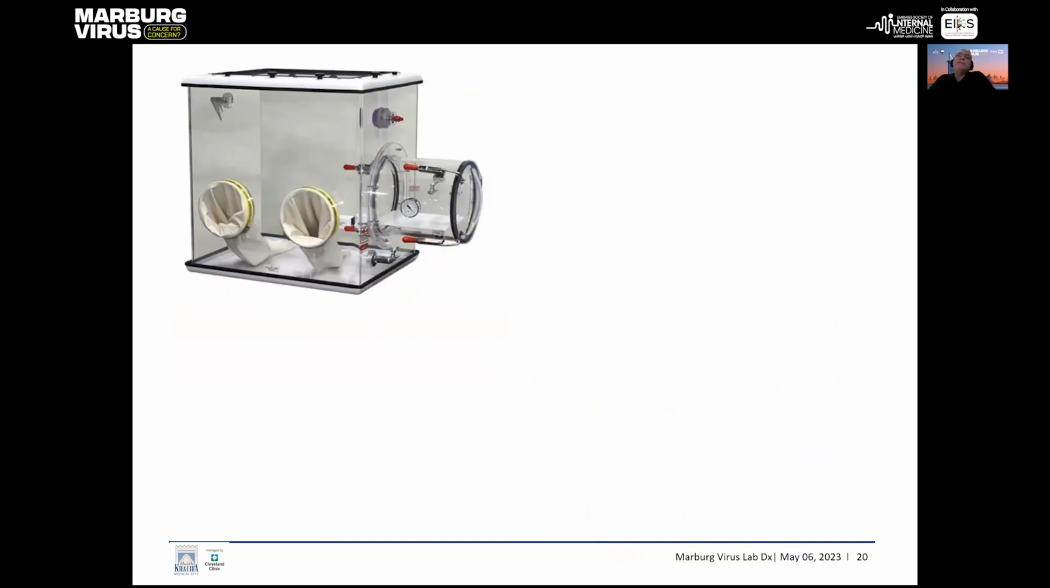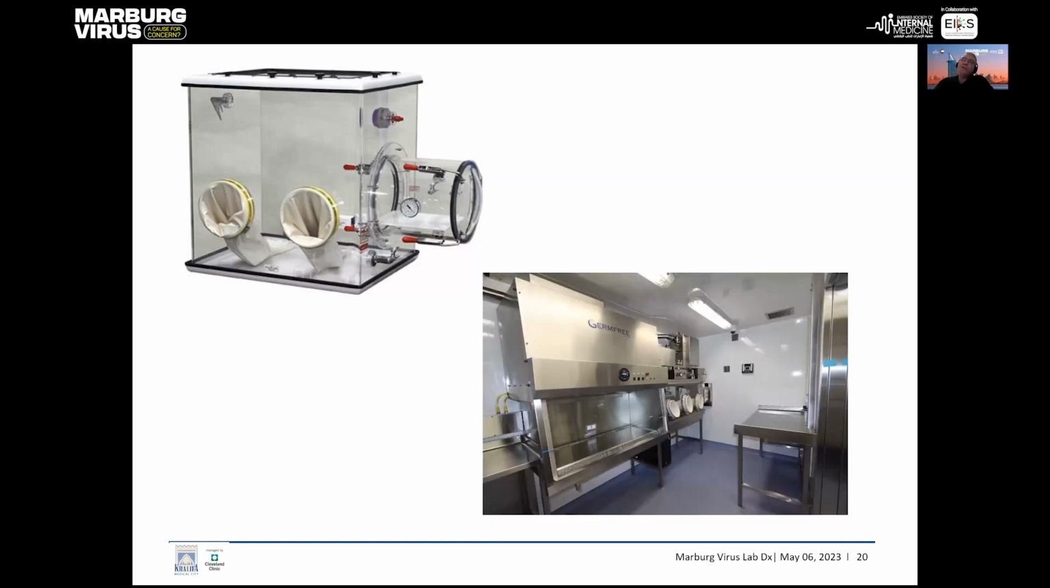And this is a so-called glove box. So you can see that it's completely closed to the outside. You slide in with your hands into these rubber gloves. It's not easy to handle the sample. It's there, so we try to get it out as quickly as possible, and that's why we do the inactivation step. This is a picture of the inside of our BSL-3 labs.